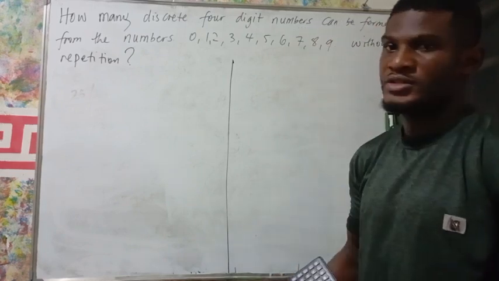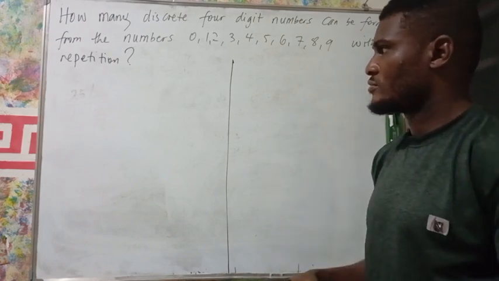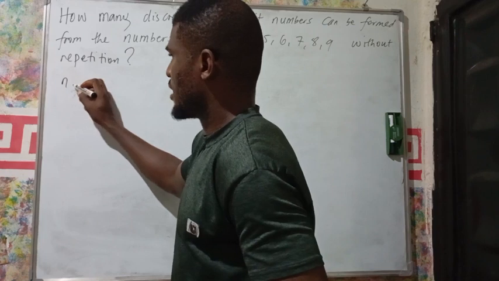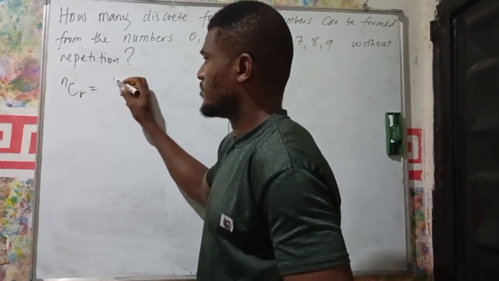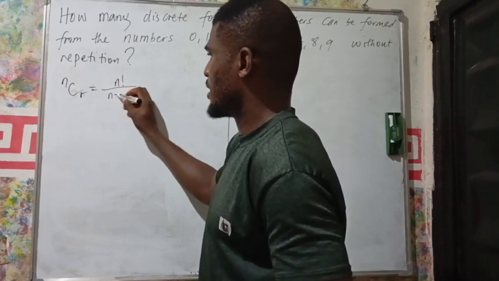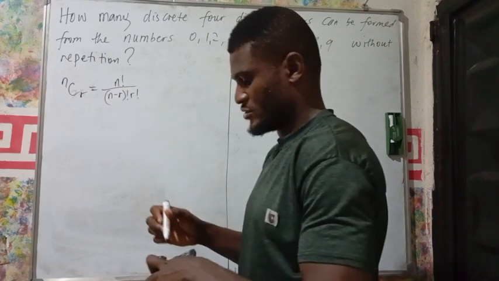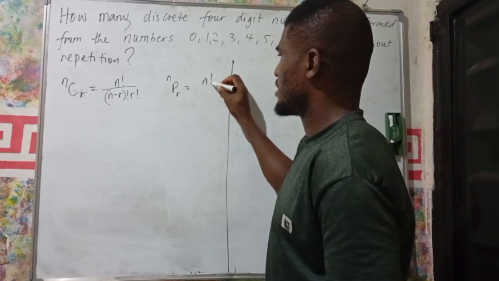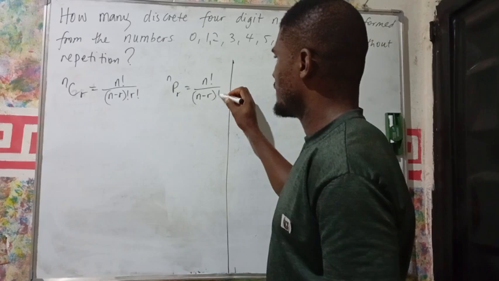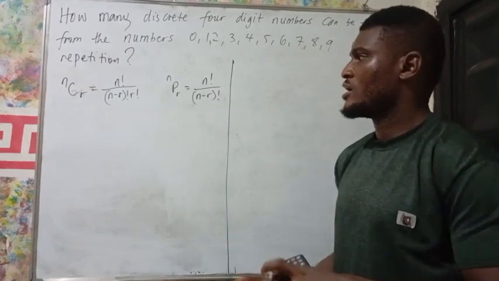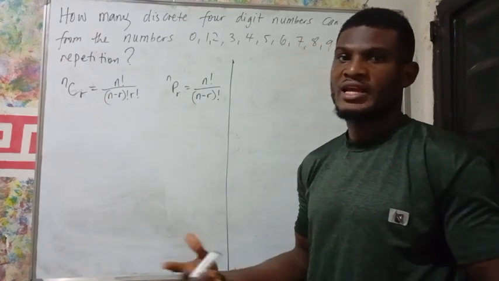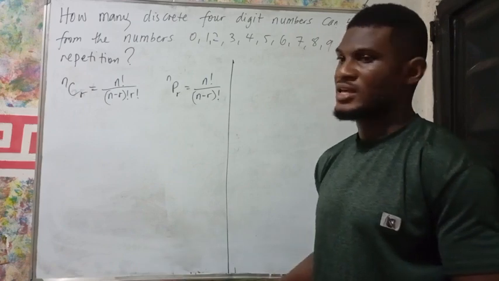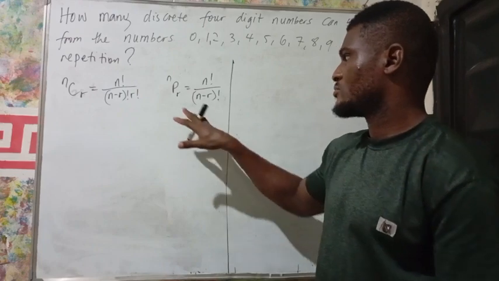Now, to solve this question, first of all, we need to take note of two formulas, but we're going to use one. We have n combination r, and the formula will be n factorial over r factorial times n minus r factorial, and then we also have n permutation r, which is n factorial all over n minus r factorial. We use combination when it is a case where we have to select. Or if it is a case where we have to arrange something, we use permutation.